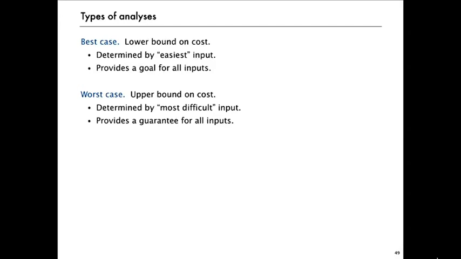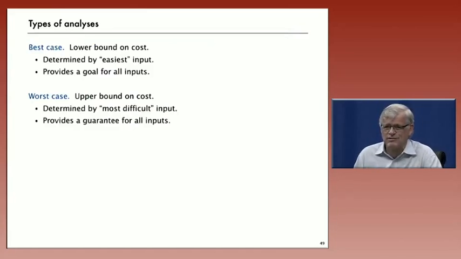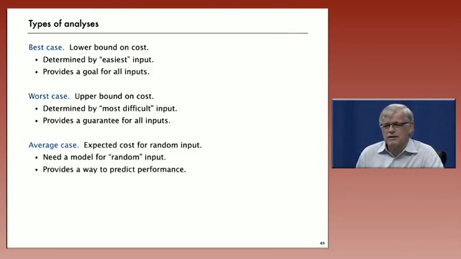So the running time is going to be somewhere between the best case and the worst case. Best case is a lower bound on costs. It provides something that the running time is going to be bigger than that always, or not less than that. And then there's the worst case, which is the most difficult input. If we analyze that, then we can guarantee that the running time of the algorithm's not going to be bigger than that. And then in a lot of situations, we might consider our input to be random.